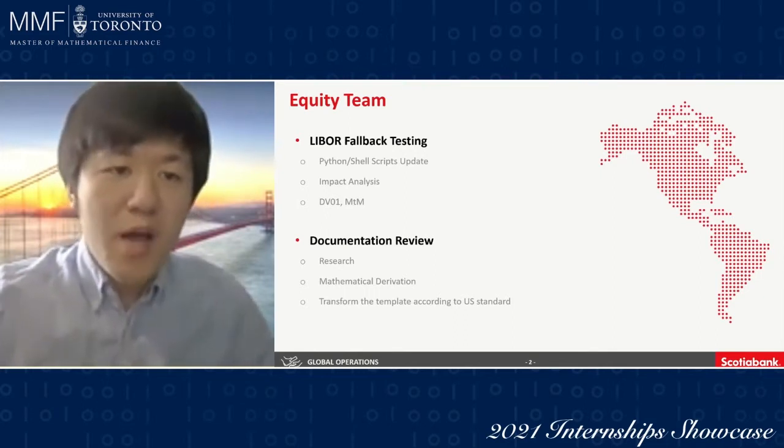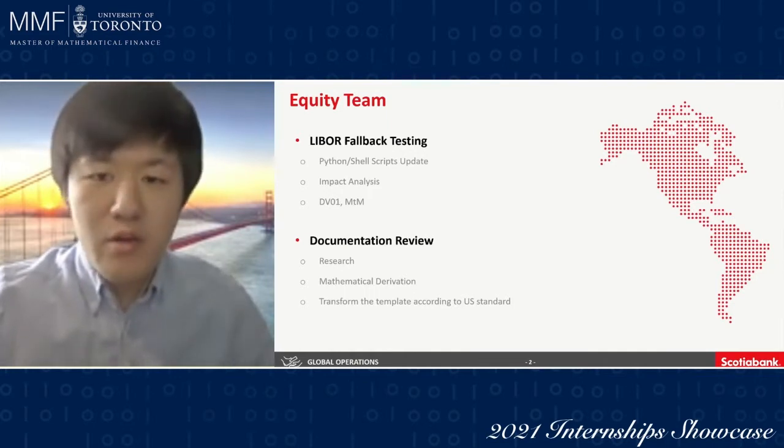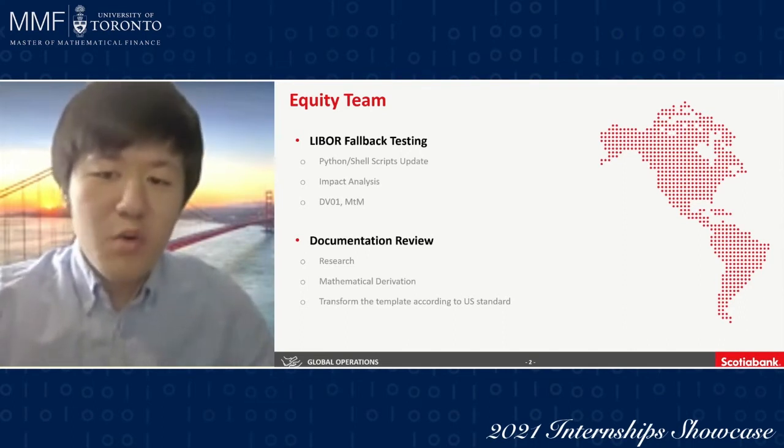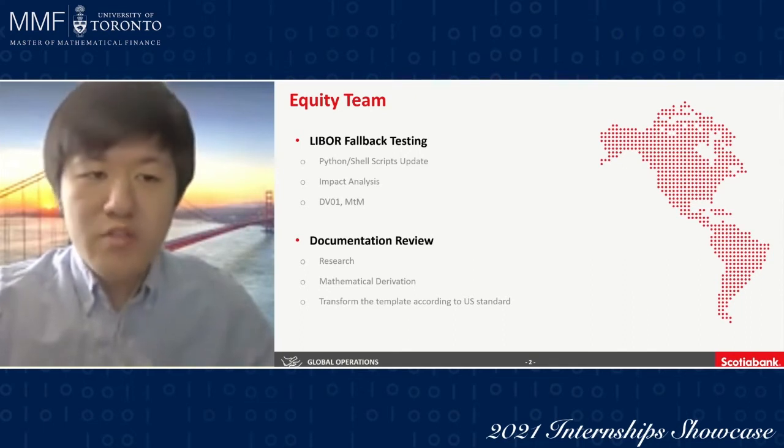For the equity team, I was involved in a very big project called LIBOR fallback. As most of you already know, the financial industry is currently undergoing a very important project to transition from using LIBOR to other rates as reference rates for many products. For example, in the US, they're transitioning to the rate called SOFR. This transition can influence the pricing for many products because the discount curve and the forward curve will reference the new rate.